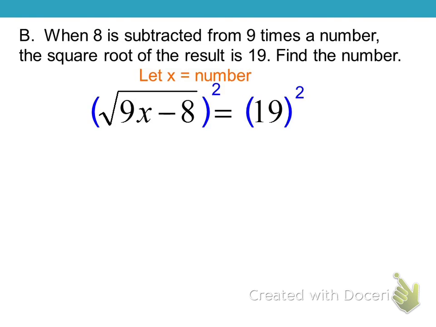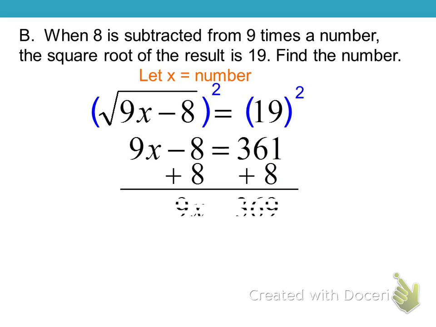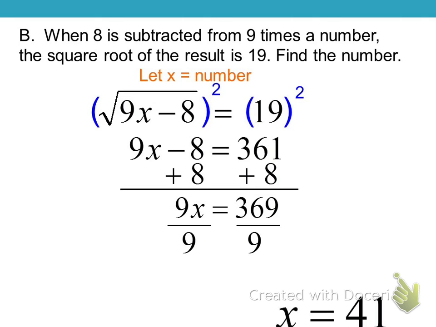19 times 19. 361. So we have 9x minus 8 equals 361. 361 plus 8 is 369. Divide by 9. x equals 41. Any questions?